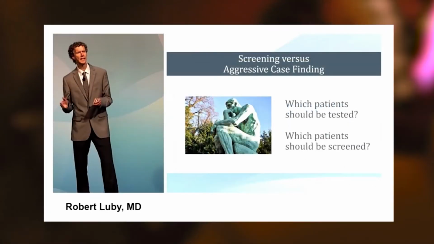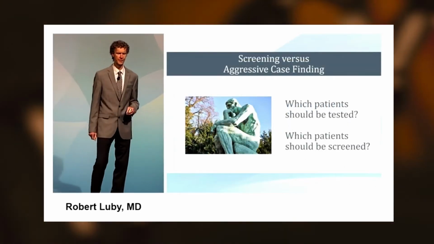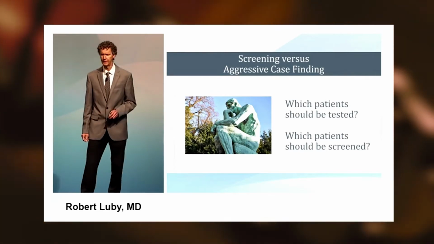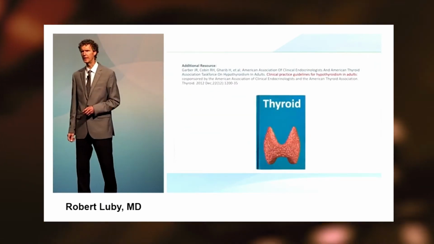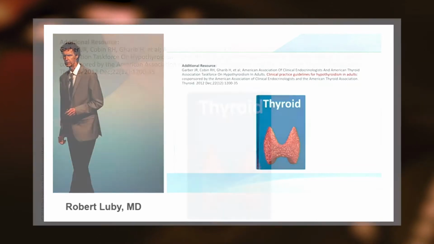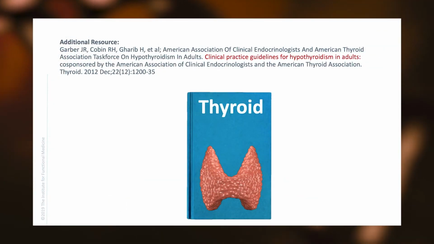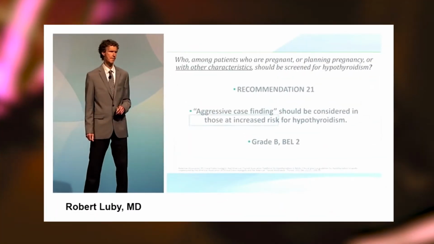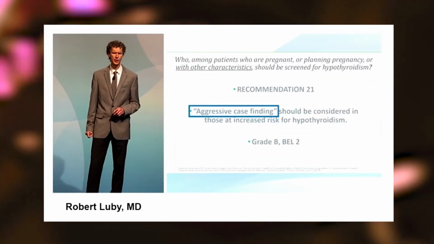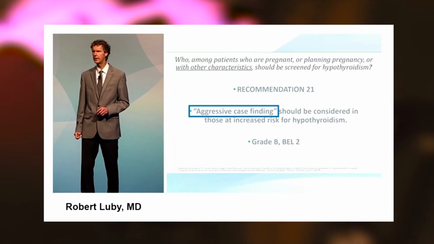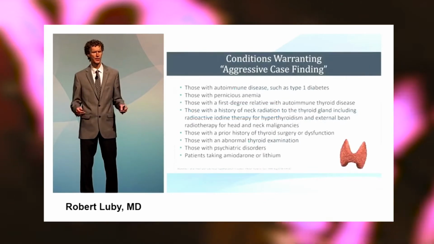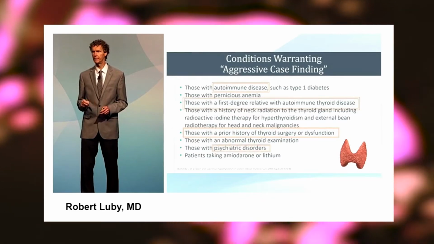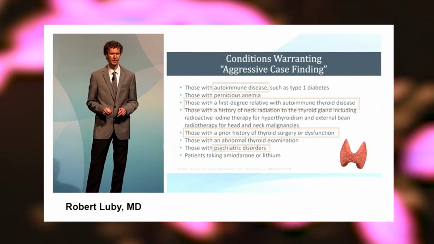And that's why the guidelines have really come up with something called aggressive case finding. Which patients should be tested to assess for low thyroid function? And this comes from the most recent guidelines from the American Association of Clinical Endocrinologists and the American Thyroid Association, their 2012 guidelines. Recommendation 21, aggressive case finding should be considered in those at increased risk, which begs the question of who is at increased risk? Anyone with an autoimmune disease. Test for thyroid function.